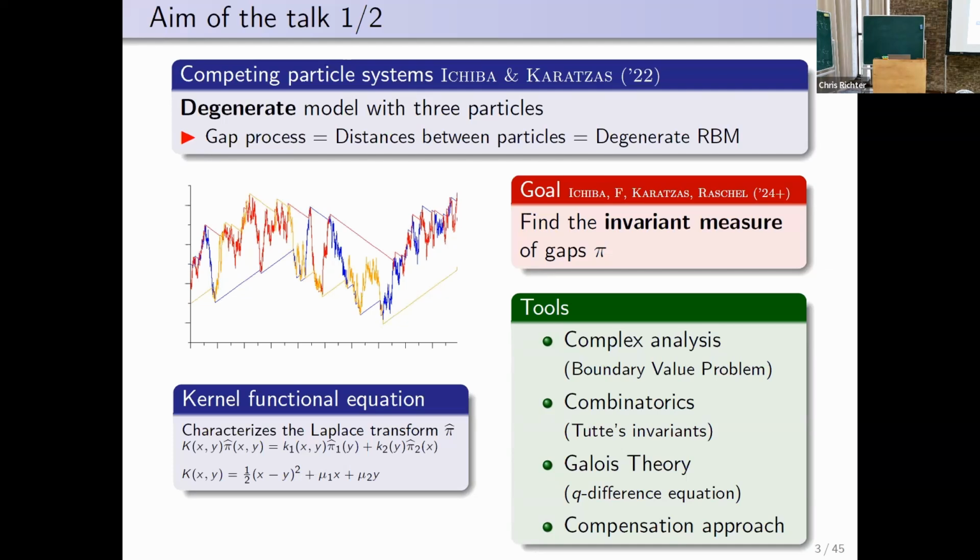some combinatorics. I will explain what a Tutte invariant is. Some Galois theory, I will not emphasize on it, but it's something important also. And the compensation approach that Maxence presented yesterday, I don't know if I will have time to tell a word about it.